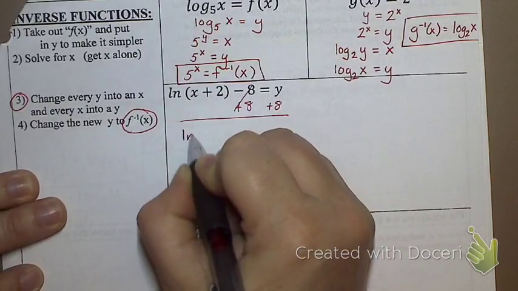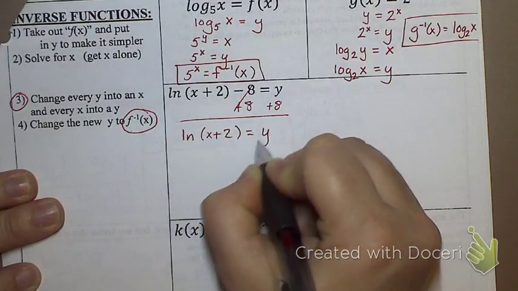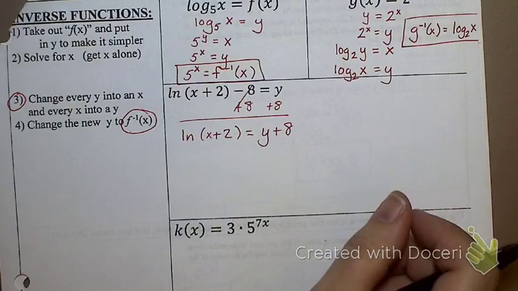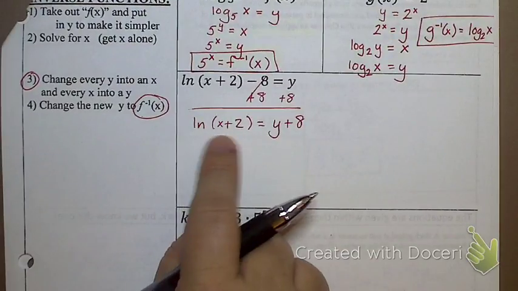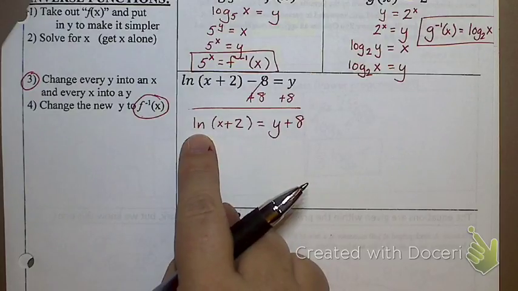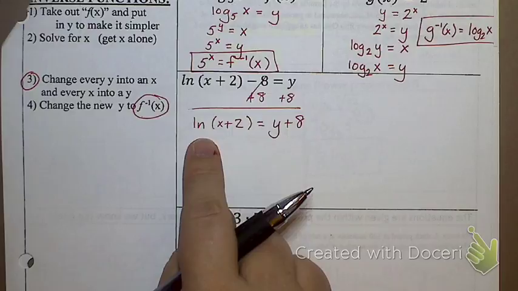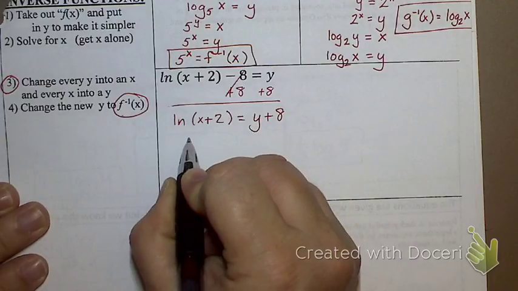That gives me natural log of x plus 2 equals y plus 8. Now what? Trying to get x by itself. Someone in my last class was saying, why don't you subtract 2? Well, I can't subtract 2 because the x and the 2 are glued together by parentheses and attached to that log. So I can't do anything with the x or the 2 until I get rid of the log. And how do I get rid of the log? Go to exponential form.